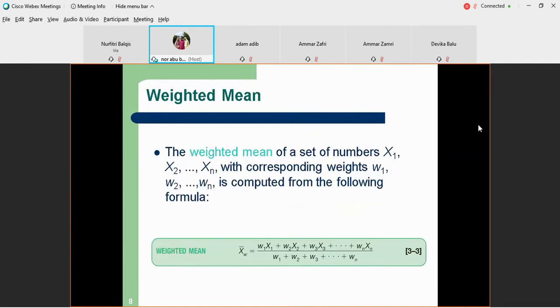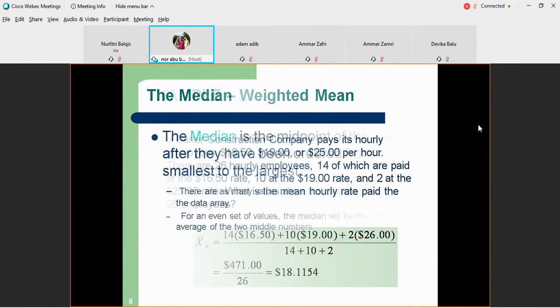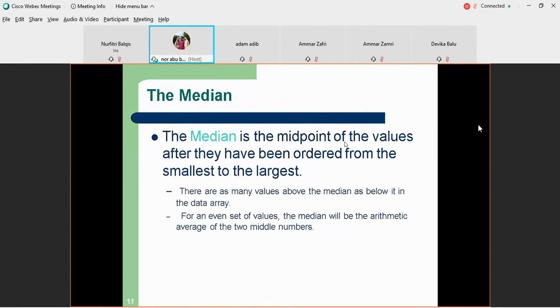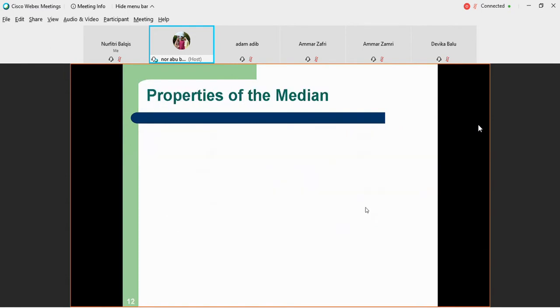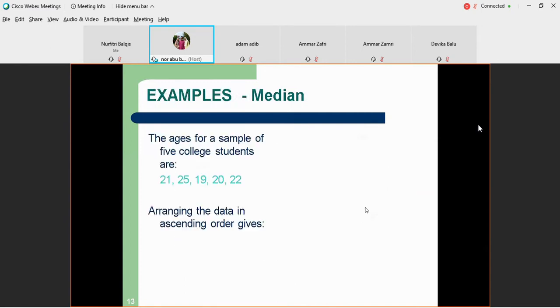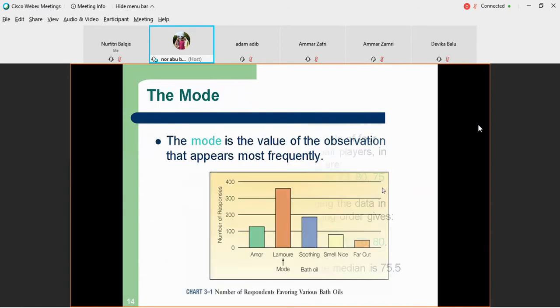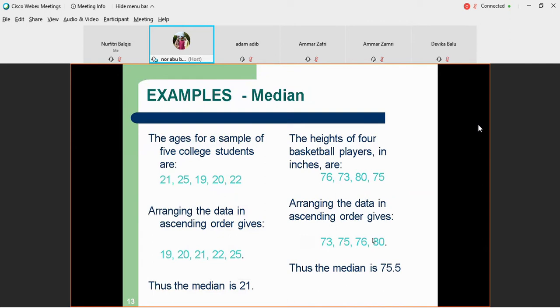So there are other things we can find too, for example weighted mean, which you can look at yourself, and median. Median is just the midpoint of your data set. For example, if you have ages for 5 college students, you arrange them in ascending order. The one in the middle is the median. That is for 5 data. If there are 4 data, the median is the average of the middle two. So the median is 75 plus 76, divided by 2, so the median is 75.5.